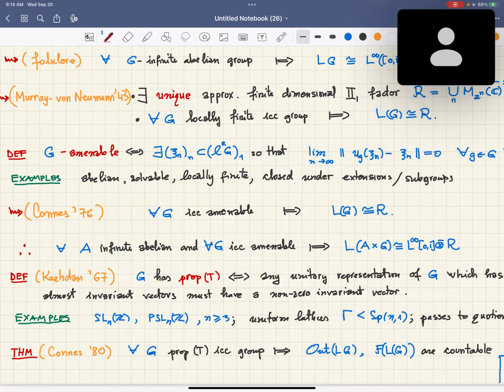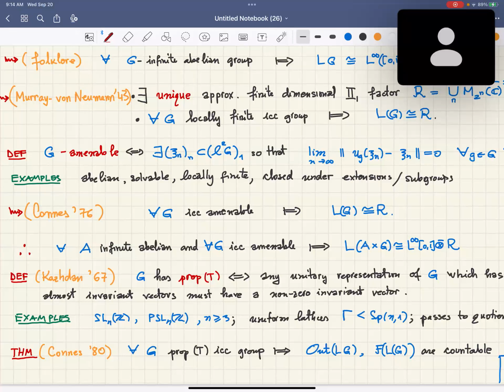Connes discovered something very striking. If you take groups which are very opposite to the amenable groups, in particular property T ICC groups, then their von Neumann algebras manifest a rigidity, namely that there are only countably many symmetries for this algebra, this group factor. So the automorphism group and the fundamental group are both countable.